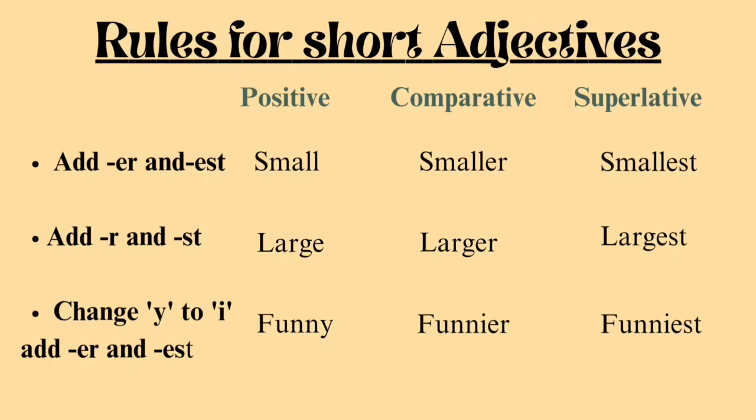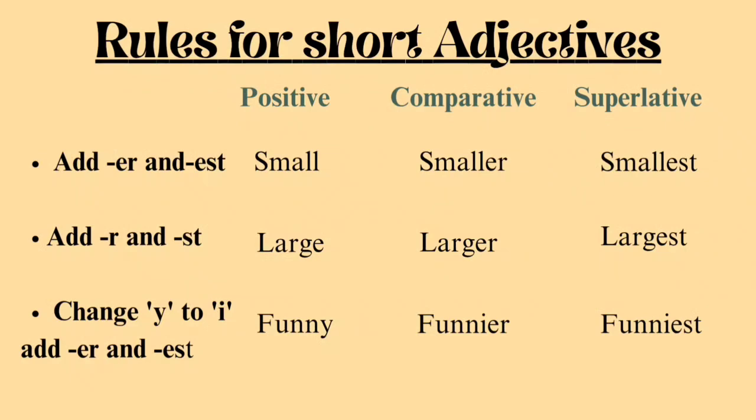Example, small. In order to change the small into a comparative degree, we add the suffix er at the end of the word and est at the end of the word to transform it into superlative degree. And it became small, smaller, and smallest. But there are few exceptions.